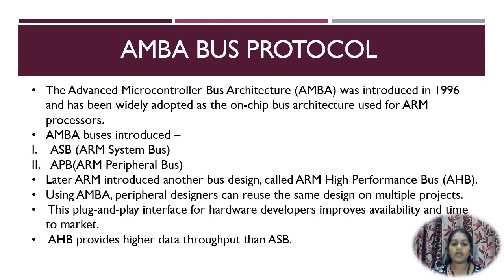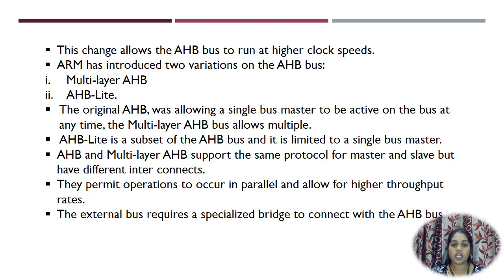Using AMBA, the peripheral designs can be reused across many designs on multiple projects. This is a plug and play interface for many hardware developers. As AHB provides higher data throughput than ASB, this allows the AHB bus to run at a higher clock speed. ARM has introduced two variations on the AHB bus, that is, multi-layer AHB and AHB Lite.